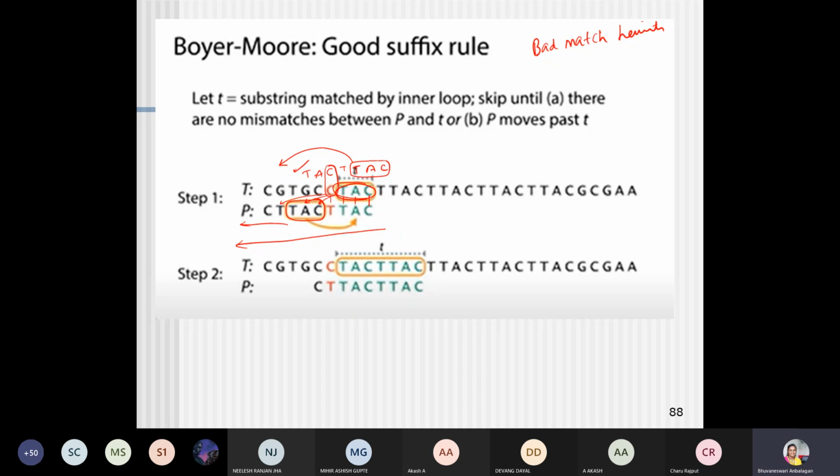You got it? So what it will do is align this TAC to get matched with the text T. This TAC will come here. I have another TAC here, so TAC, TTAC is here, and before it I have TC. You see here, this TAC and TAC will get aligned, and it will again check from right to left.